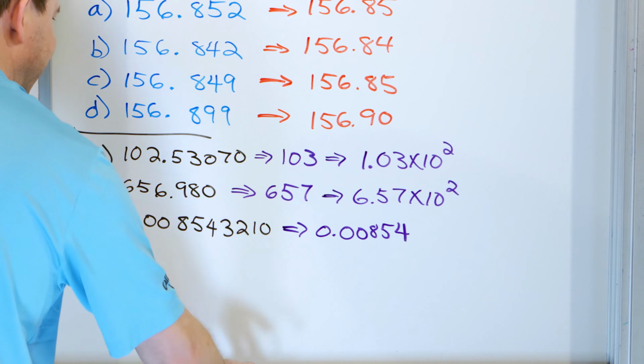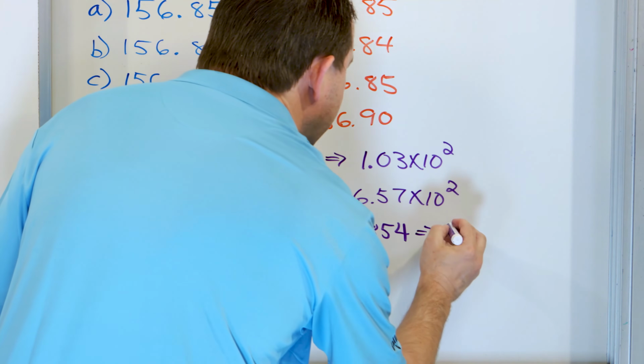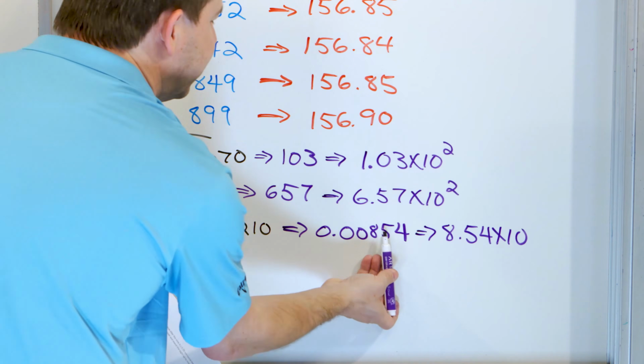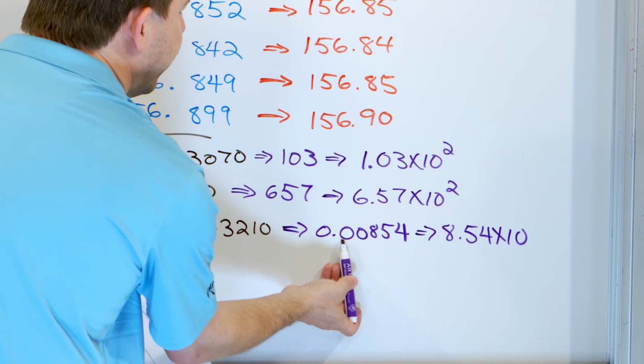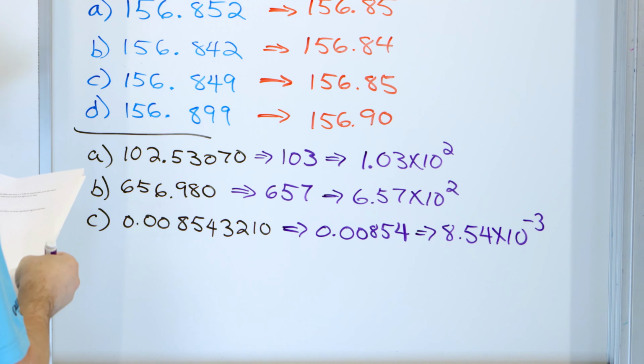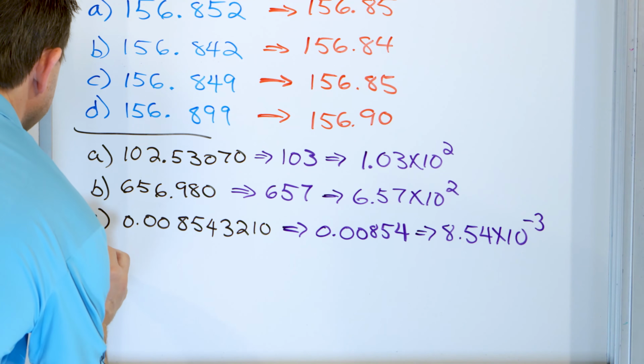How do we write that in scientific notation? We put the decimal after the first non-zero digit, 8.54 times 10 to the what? If it's here, it has to go back 1, 2, 3. So 10 to the minus 3 to move it backwards. So 8.54 times 10 to the minus 3. All right, almost done. Only 2 more of these.